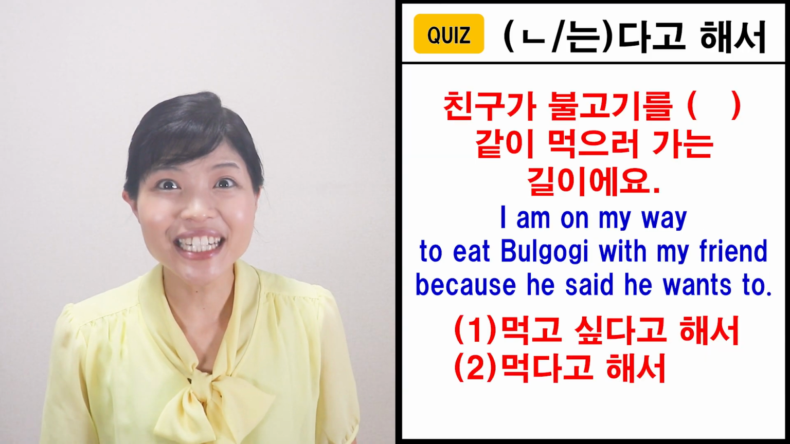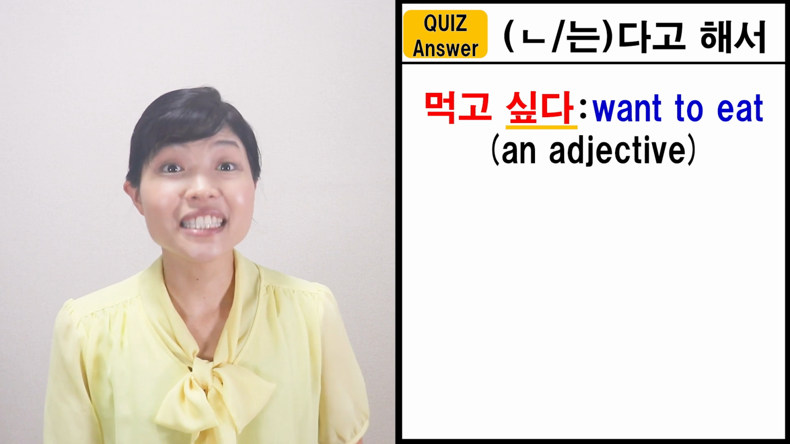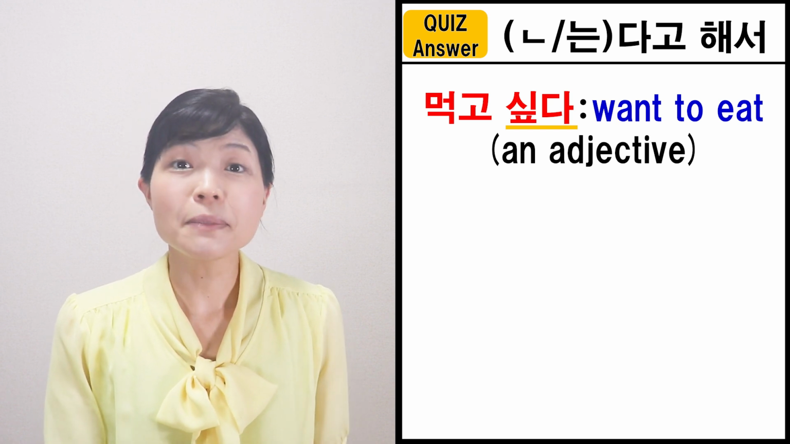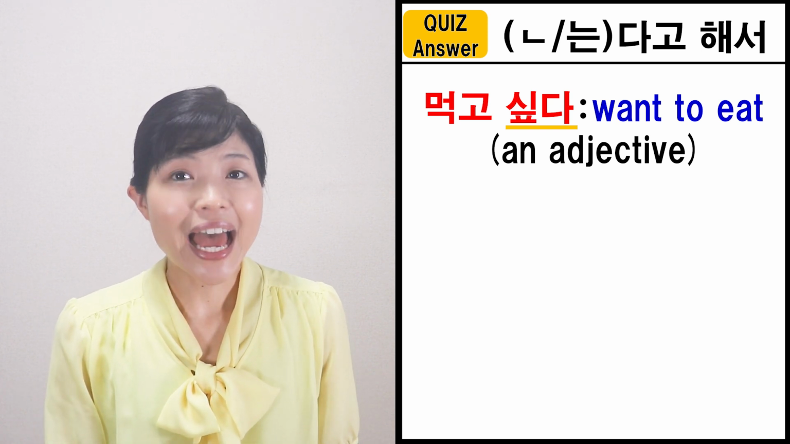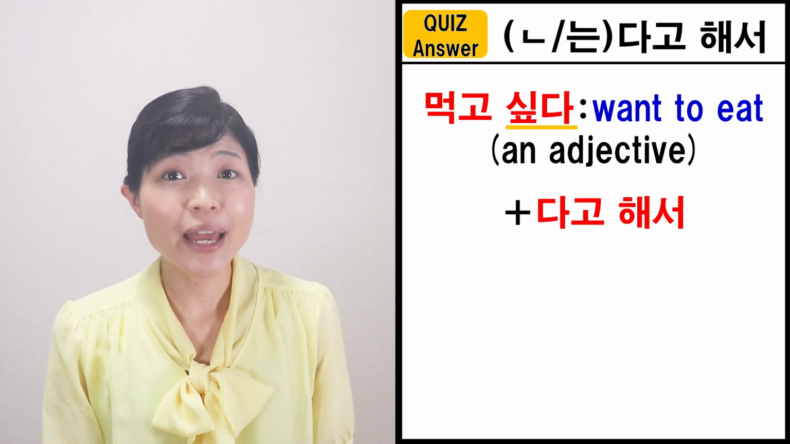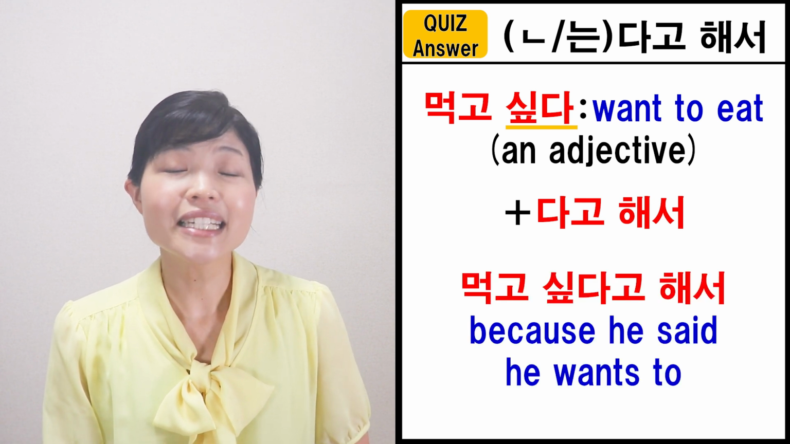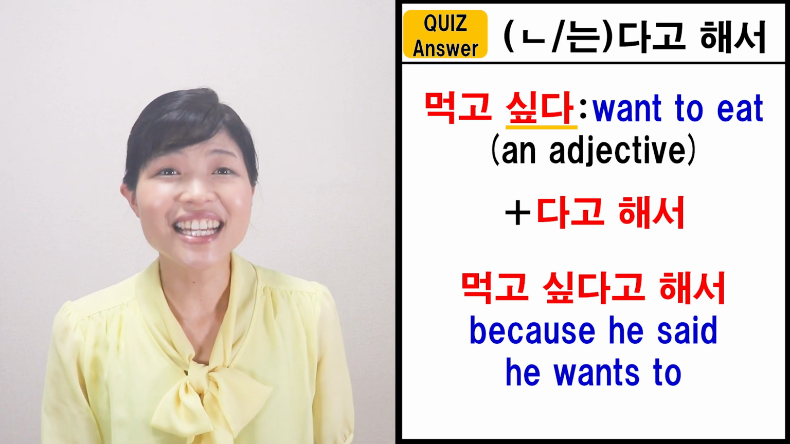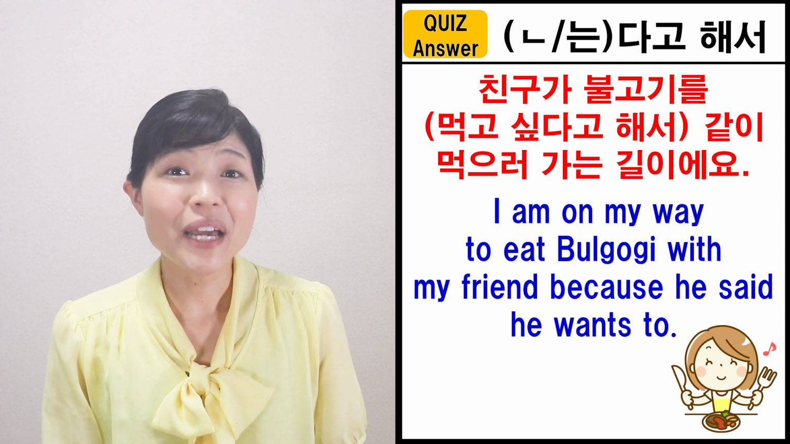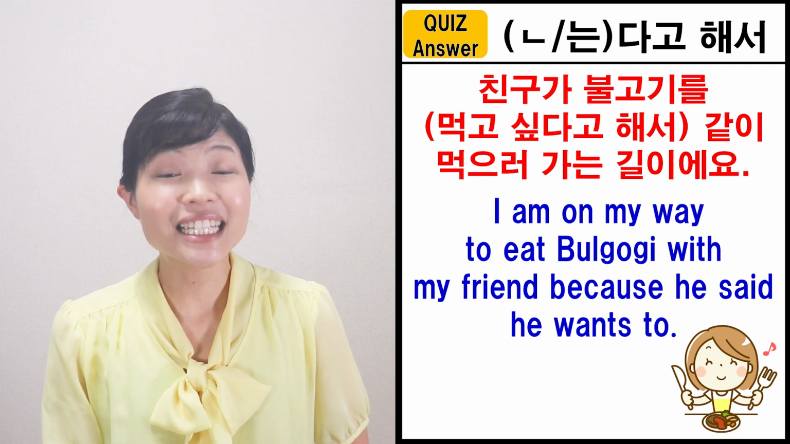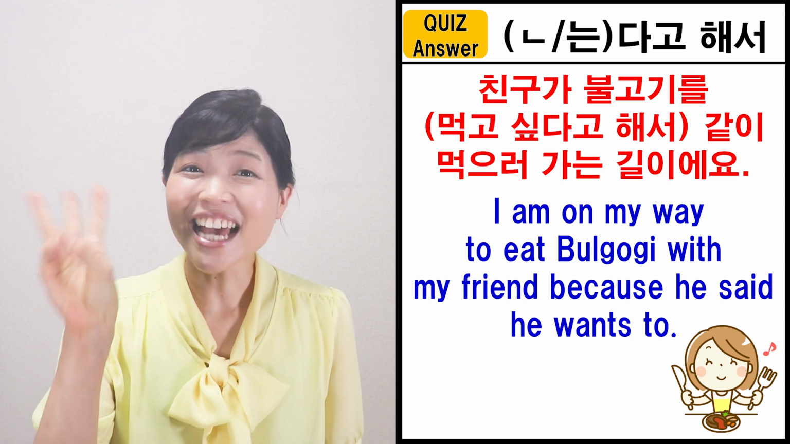The correct answer is number 1. Here, 먹고 싶다 is want to eat, right? This 고 싶다 is treated as an adjective. Therefore, you attach 다고 해서 to the stem to make 먹고 싶다고 해서 because he said he wants to. Let's read the correct sentence together. 친구가 불고기를 먹고 싶다고 해서 같이 먹으러 가는 길이에요. Okay, you can repeat it at least 3 times.